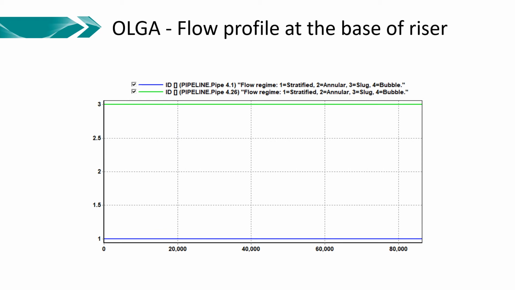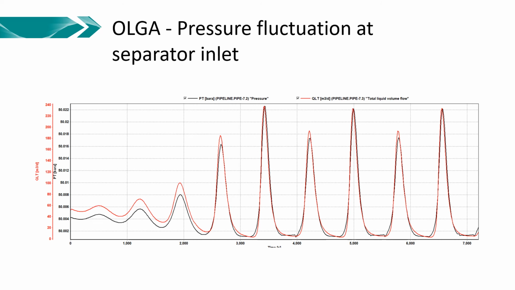After running the simulation for 2 hours, we were able to determine the flow profile throughout the whole pipeline, and it was found that at the base of the riser, slugging starts to occur. As you can see in the figure, at the base of the riser, the flow was in stratified flow, but at the top of the riser, the flow was in slug flow. And from the same simulation, we found that the pressure starts to fluctuate at the separator inlet after the 2500 second mark.